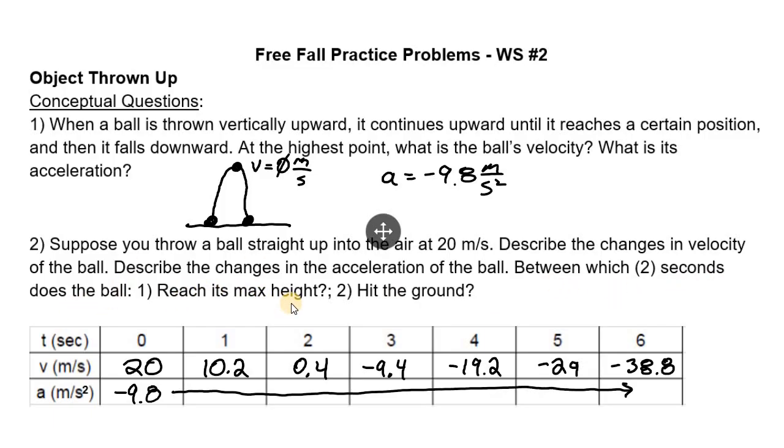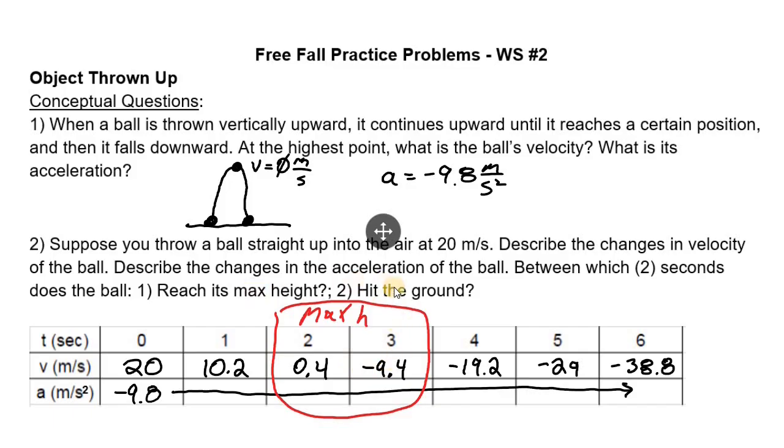Well, what do we know about the max height? Isn't the velocity just going to be 0? So between which 2 seconds will it reach the max height? Doesn't it make sense that it would be between these 2 seconds, because 0 will be in between here? Maybe it's a little bit closer to 2 than it would be to 3.